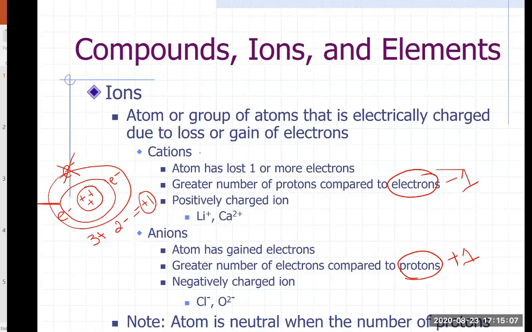That's called a cation. It's an atom that has lost electrons and become positively charged. An anion is an atom that has gained electrons, and so it has become negatively charged. And if we look at oxygen, for example, oxygen has 8 protons in the nucleus. And oxygen also has 8 electrons in the electron cloud.